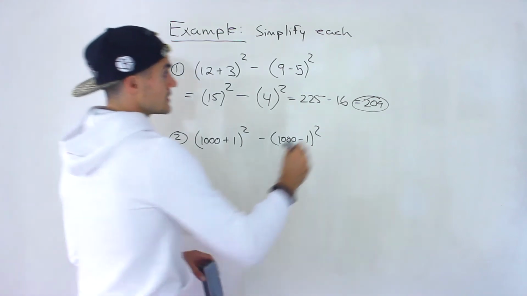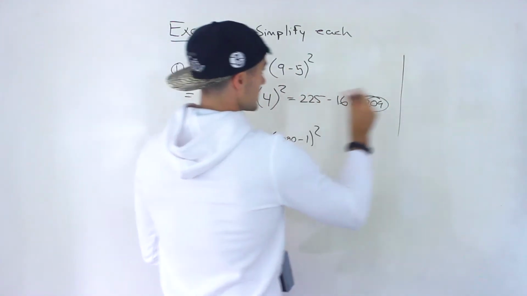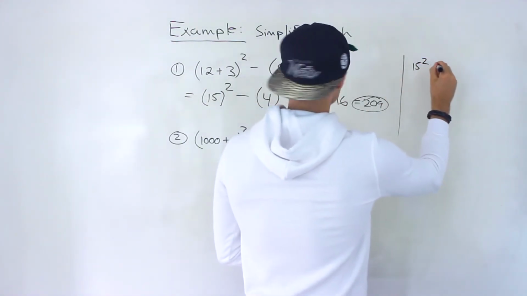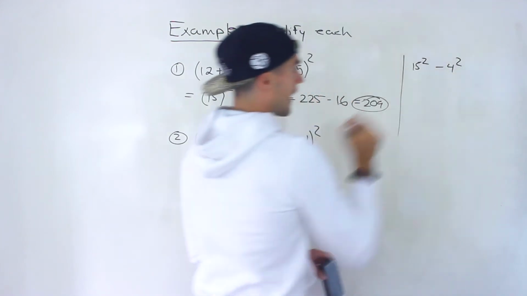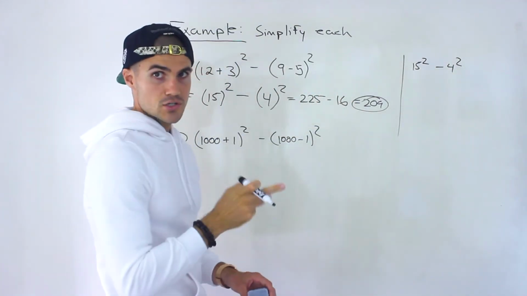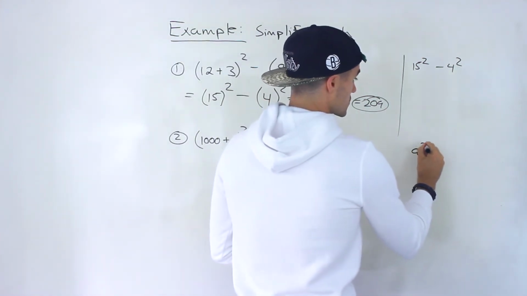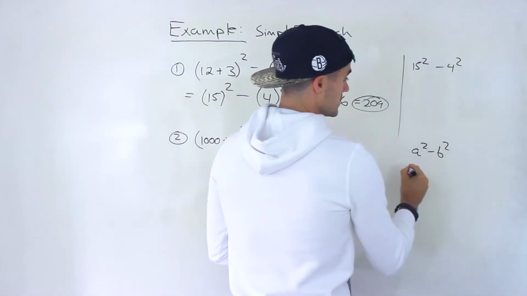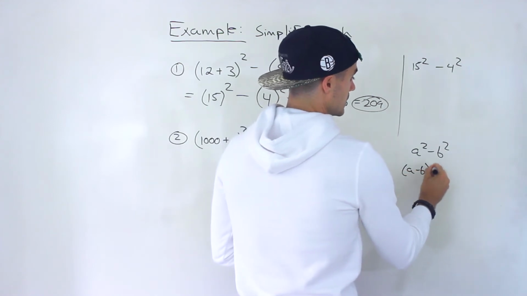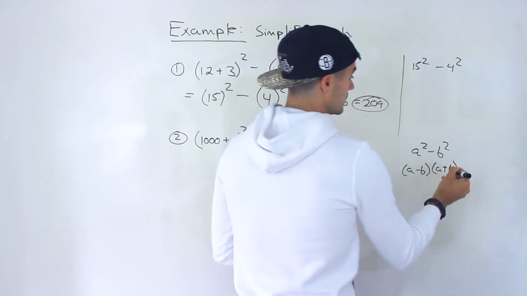Now another way to do this is to recognize that at this point, the 15 to the power 2 minus 4 to the power 2, that's actually a difference of squares. So you can do factoring on that. If you remember a difference of squares in general, if you got a squared minus b squared, that's equal to a minus b times a plus b.